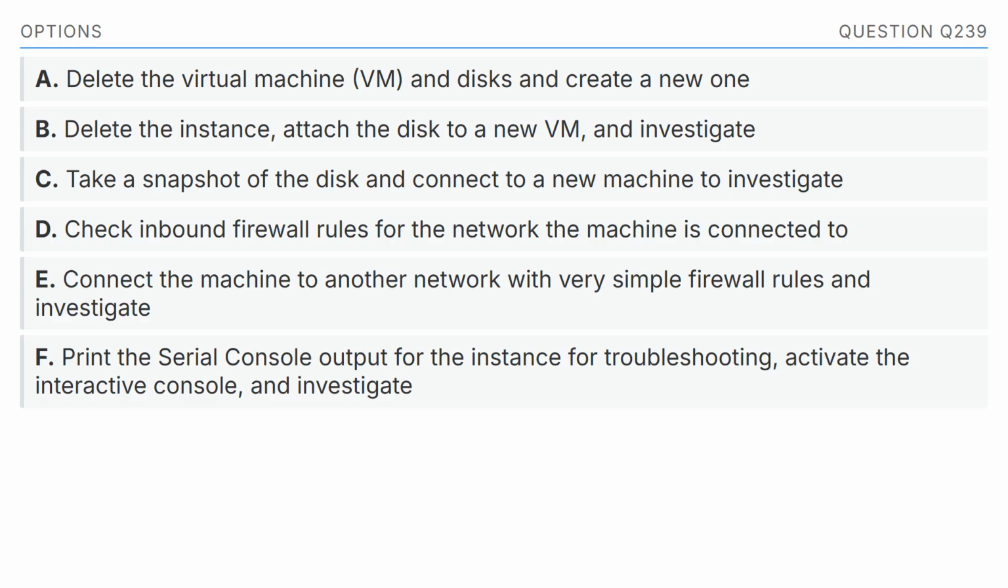Option D, check inbound firewall rules for the network the machine is connected to. Option E, connect the machine to another network with very simple firewall rules and investigate. Option F, print the serial console output for the instance for troubleshooting, activate the interactive console, and investigate.